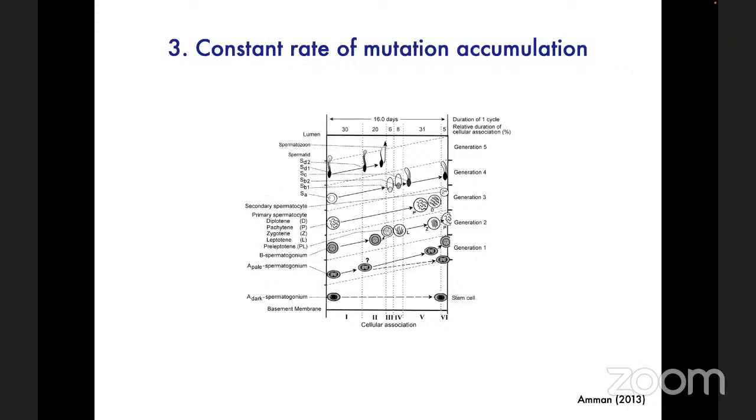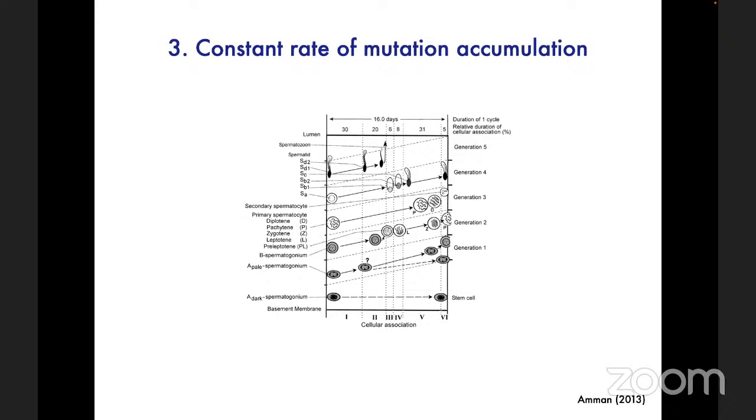Next kind of data. I'm going to claim that there is a relatively constant rate of mutation accumulation. What I mean by that is that in the germline replication model, there's this clock that's determining the rate of mutation, and that clock is determined by mitotic cell replication. So the question is, how long does it take a cell to undergo one full cycle of mitotic cell replication? It turns out in humans, the answer is 16 days.